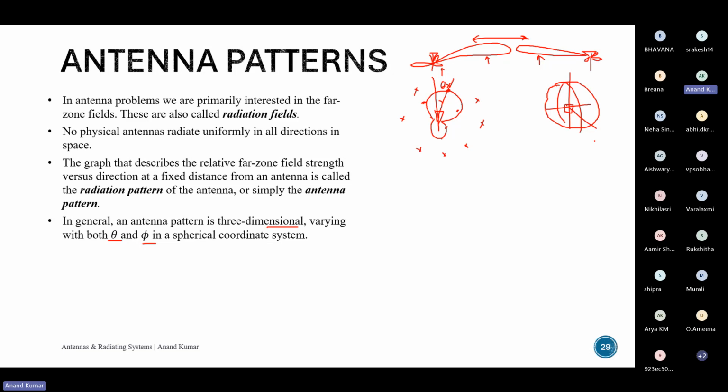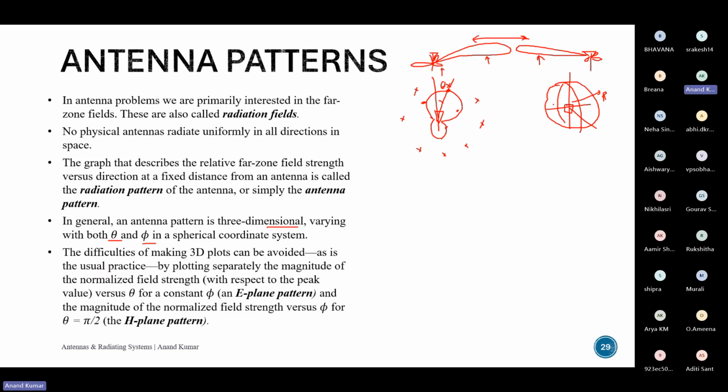So at a certain distance, for example, if you take some distance r, at r distance you can plot the field values around the antenna, and then you will get a pattern of how much power is there in that direction. And if you plot that, you will get a three-dimensional plot, which shows how much power is there in each direction.